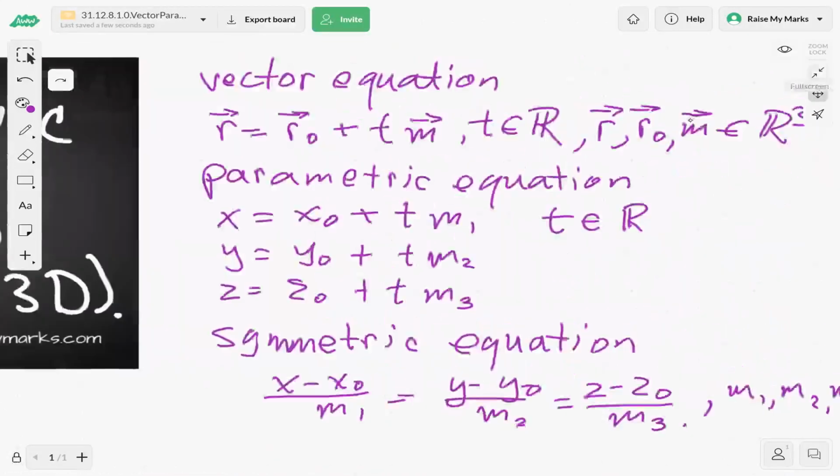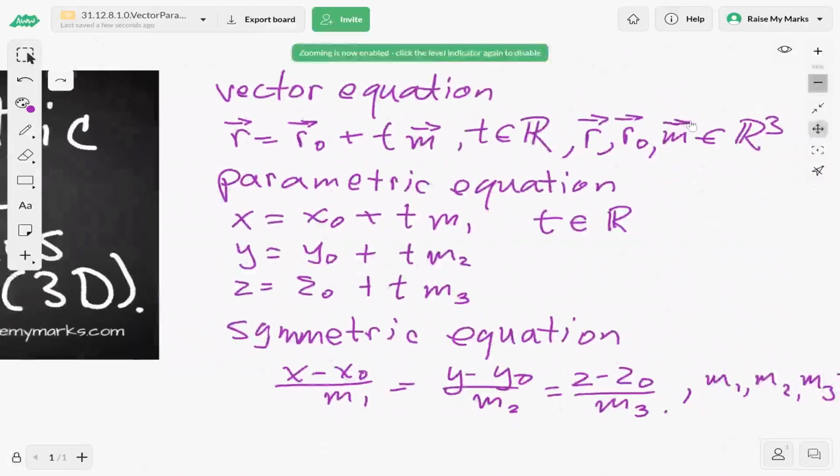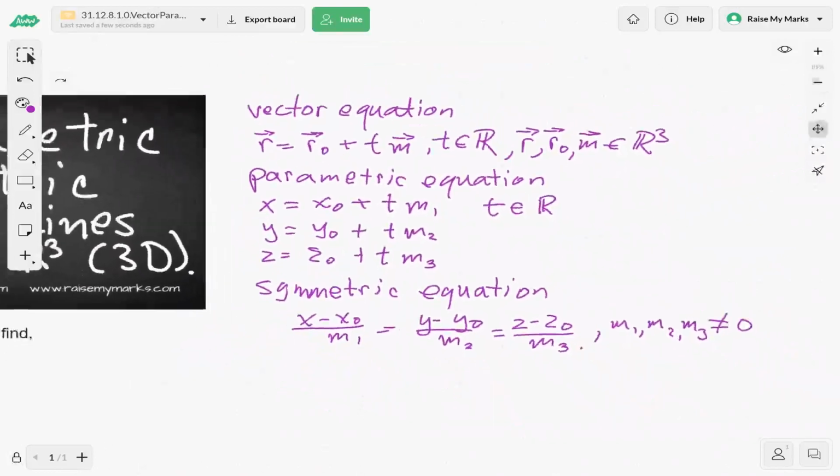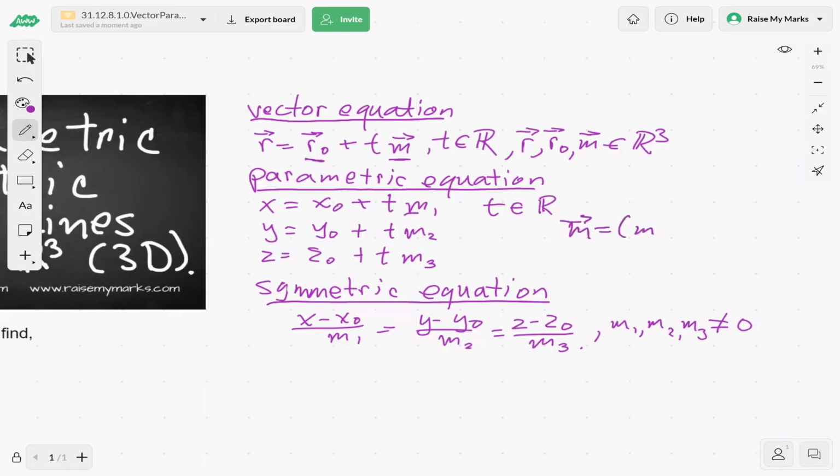So I have the various forms of the equation of a line written here. So we have the vector equation of a line in R3, parametric form, and symmetric form. Notice that we have our direction vector m, we have our point on the line, then the parametric equation, our direction vector is given by the coordinates m1, m2, and m3. Similarly, in the symmetric form, our direction vector is given by these coordinates m1, m2, and m3.